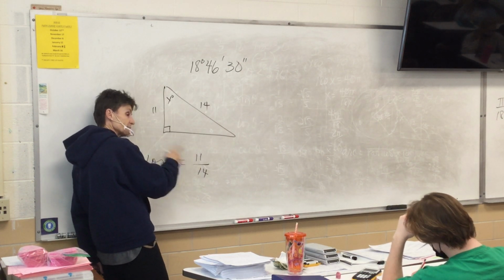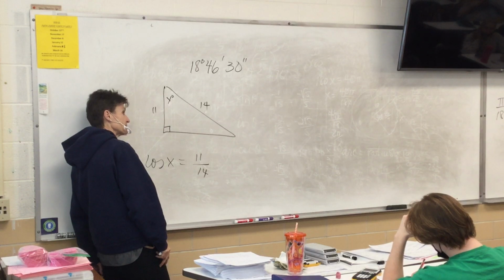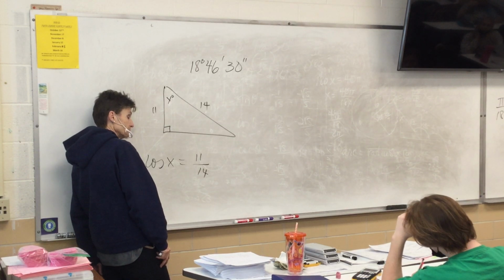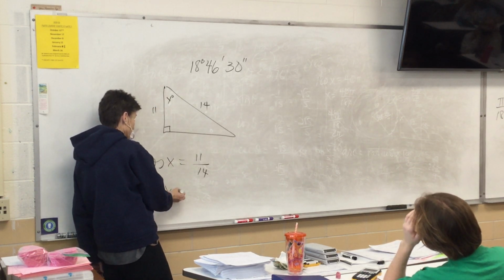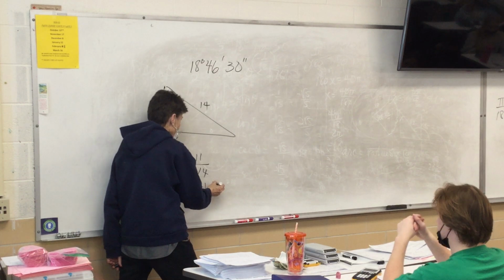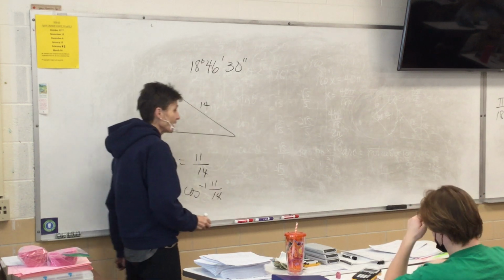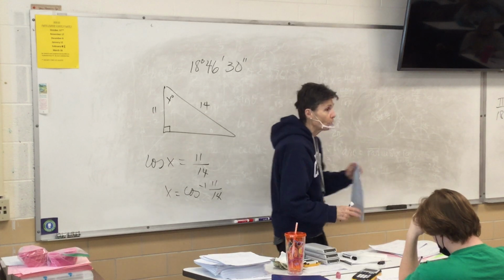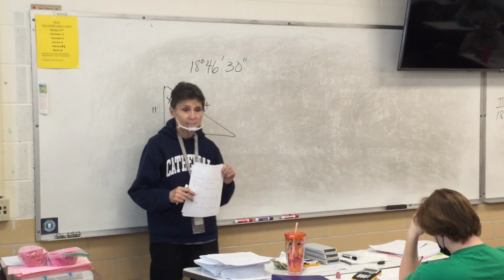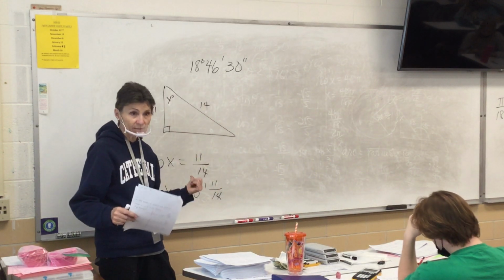Now, how do I figure this out? Do not multiply by 14. Do not. Nope, I don't add, I don't multiply, I don't do anything except what? Second cosine, very good. When x is your angle, you don't mess around. You just second, in this case, cosine.